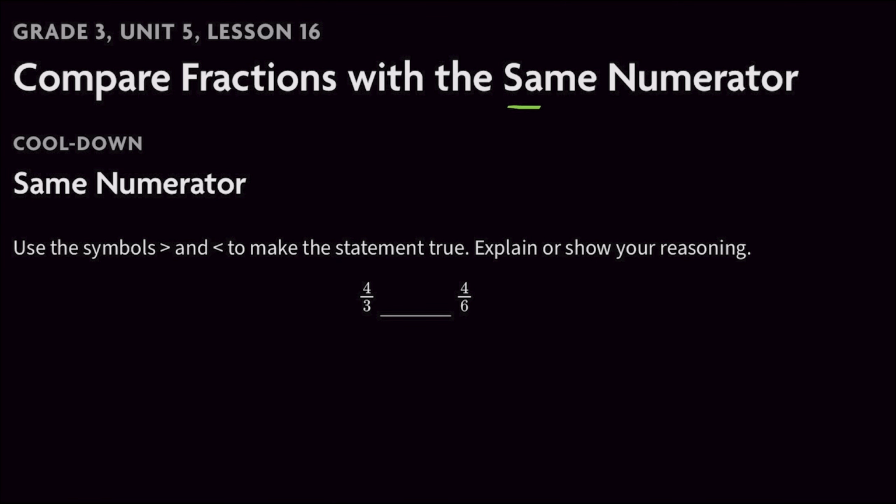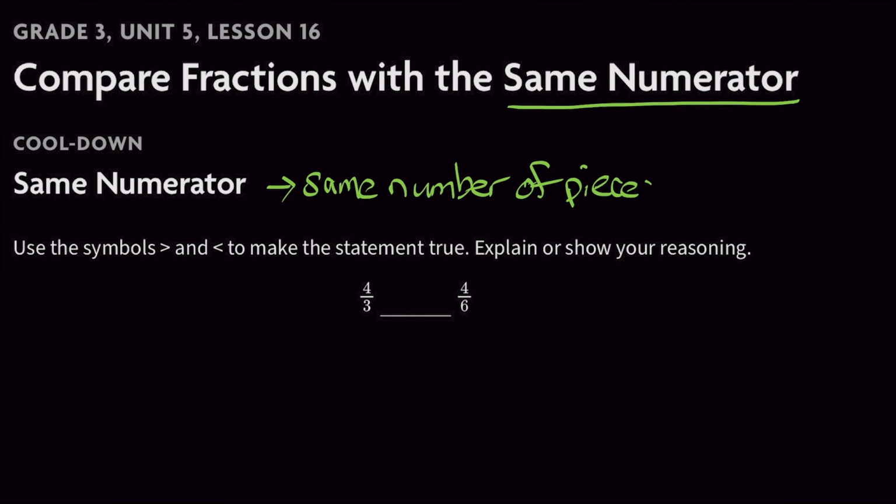The next problem asks us to compare fractions with the same numerator. The numerator, of course, is the number on top of the fraction bar, and the numerator tells us how many pieces we're actually dealing with. It doesn't talk about the size of the pieces. That's the denominator, the number that's down below. The numerator, being the same, tells us we have the same number of pieces in both fractions. So the question is, how does 4/3 compare to 4/6?